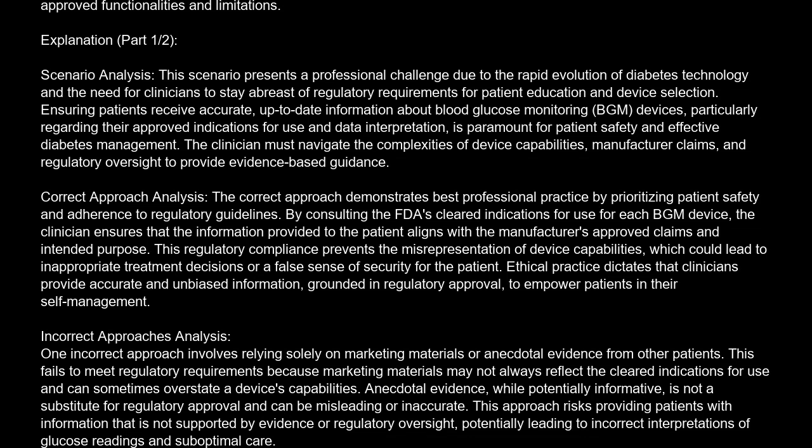The correct answer is B. Reviewing the FDA's cleared indications for use for each BGM device to ensure the patient is informed about its approved functionalities and limitations. Explanation. Scenario analysis.